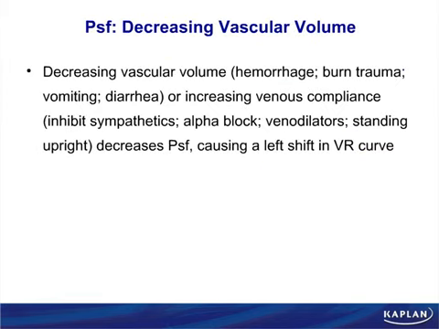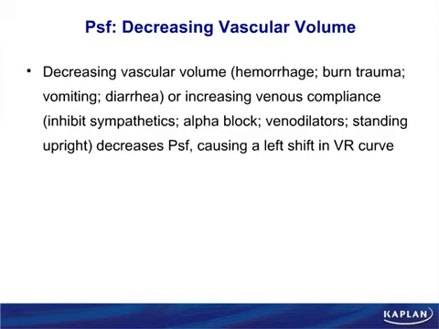All right, now let's go the other way. Let's decrease PSF. How do we do that? Decreasing vascular volume, like with hemorrhage, burn trauma. Remember, in burn trauma, we're going to lose volume in the vasculature. That plasma just leaks out. Vomiting, diarrhea.